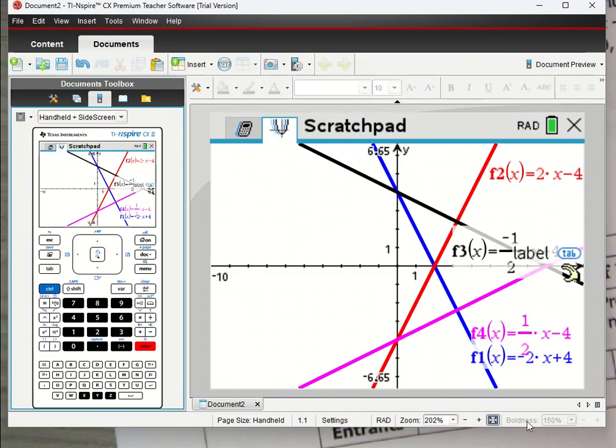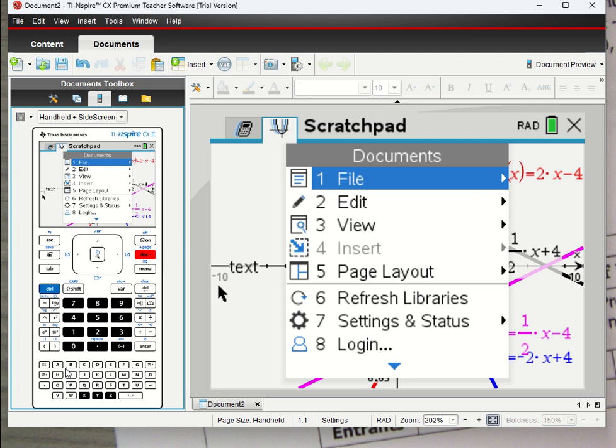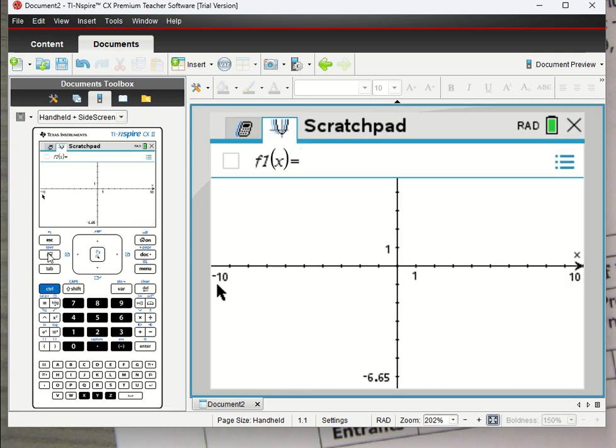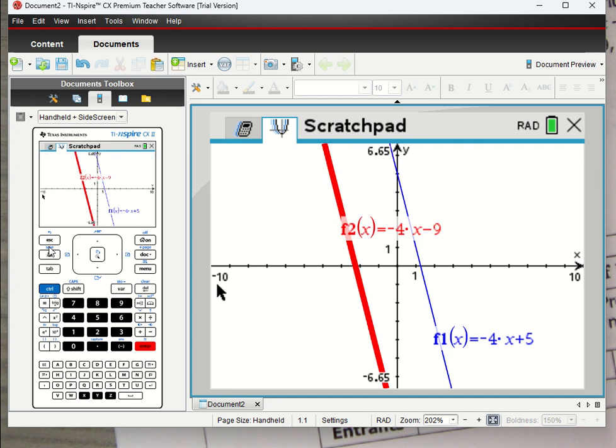I'm going to show you that method once again. So you're going to do the equation they gave you. So y equals -4x plus 5. And then you're going to type the equation you created. So -4x minus 9. Notice that these two are parallel. And the red one is the one we created.